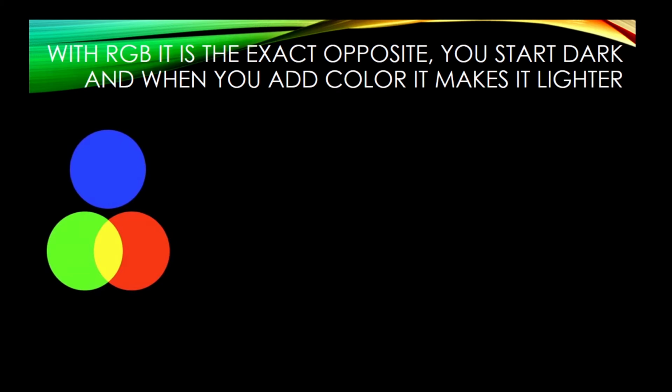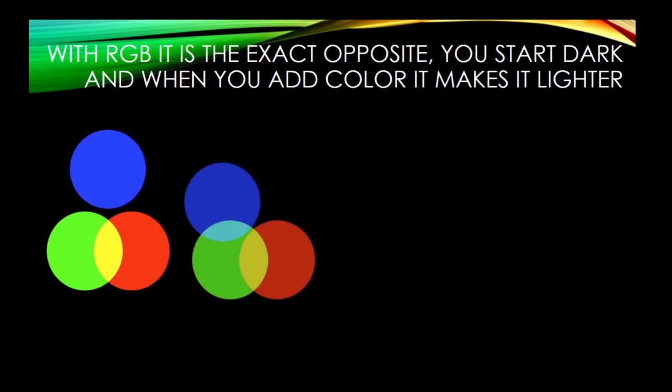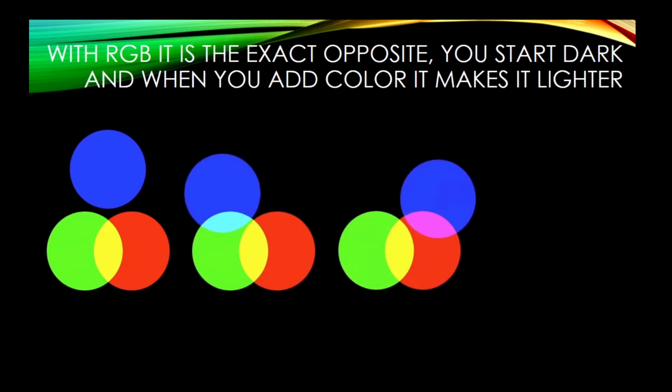Okay, so blue and green we're going to say makes magenta, is that what you said? Cyan. Okay. And then blue and red make the magenta. When you mix all 3 of those, what are you going to get? White.